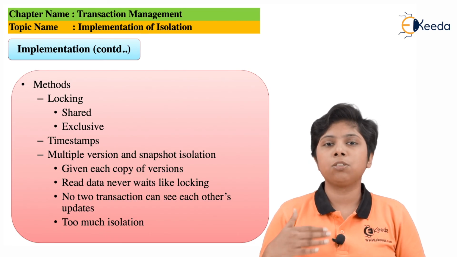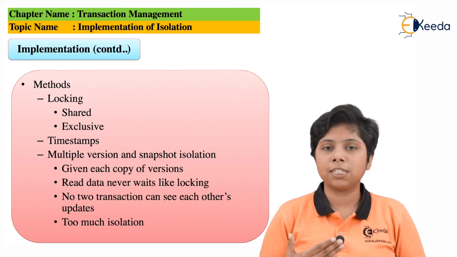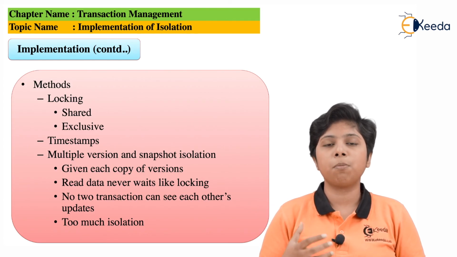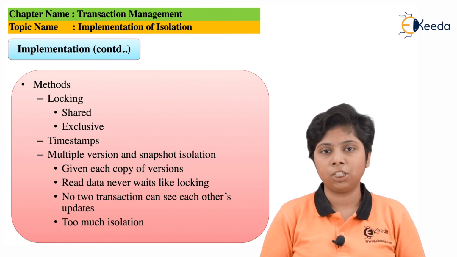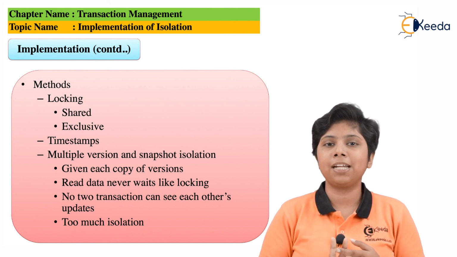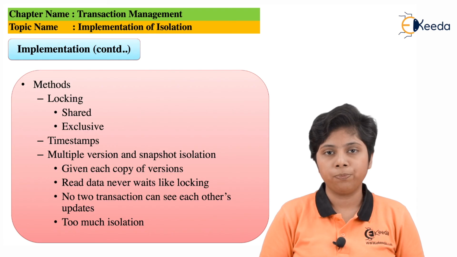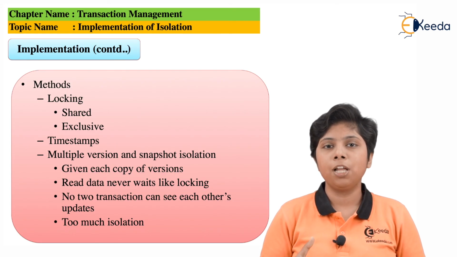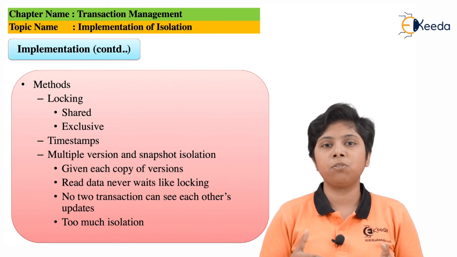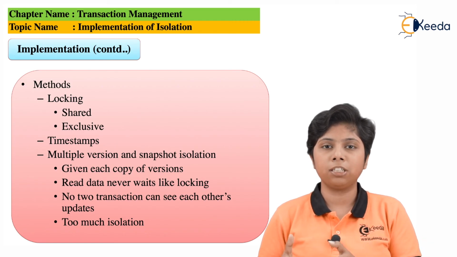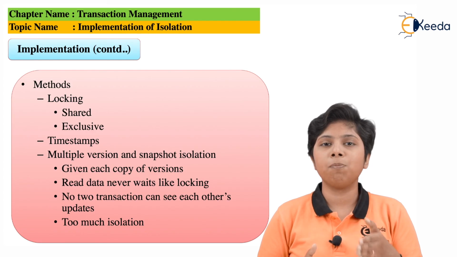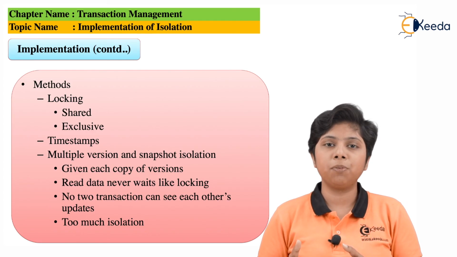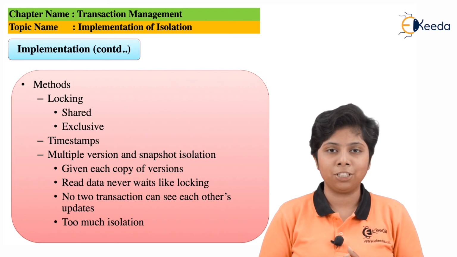So even if Oracle and PostgreSQL offer serializable behavior and also some of the features of snapshot isolation, the two cannot go hand in hand. So that is all for implementing the isolation levels like serializable, repeatable read, read committed and read uncommitted, with the methods of implementing them as locking, timestamps, multiple versions and also snapshot isolation.